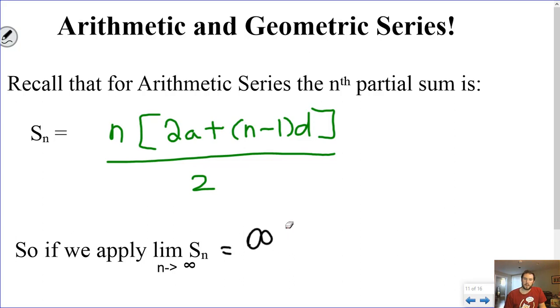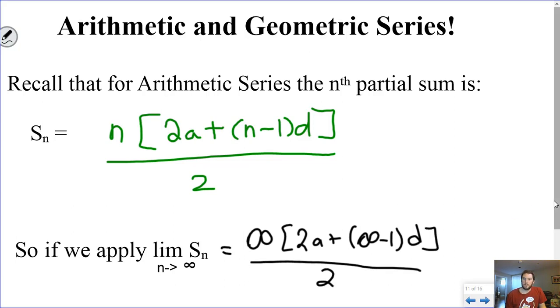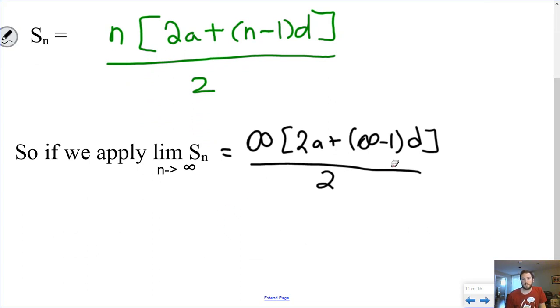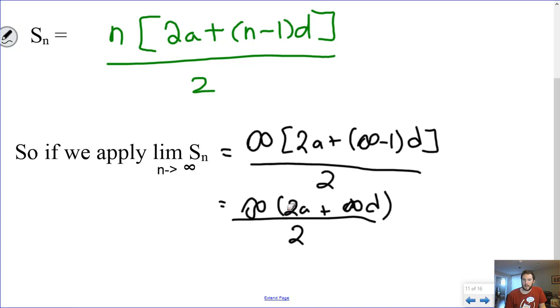So if I take my infinity here, 2a plus infinity minus 1 times d, all over 2. Maybe some of you see it already, maybe you don't, but let's try to simplify this a little bit. Here, infinity minus 1 is infinity. So 2a plus infinity d, right? Infinity times d is just infinity, right? So that means 2a plus infinity.